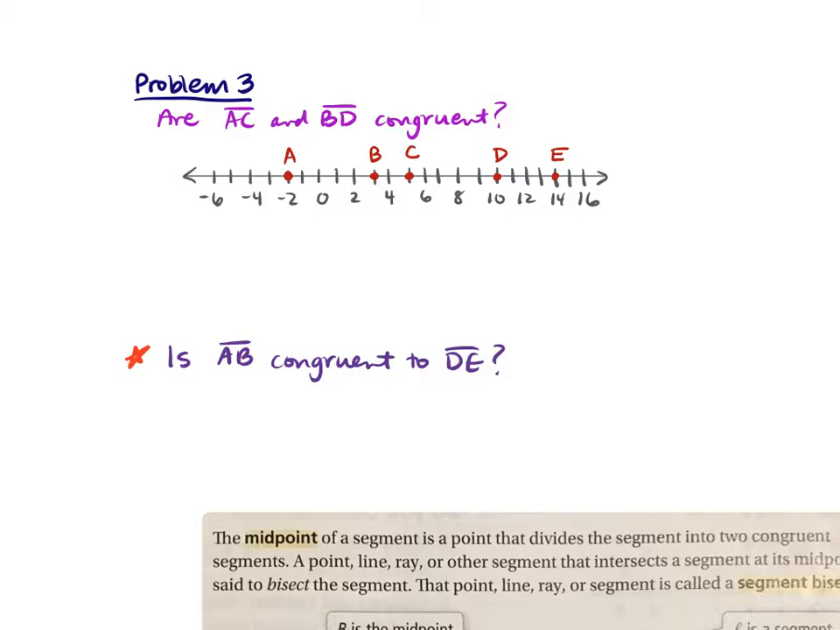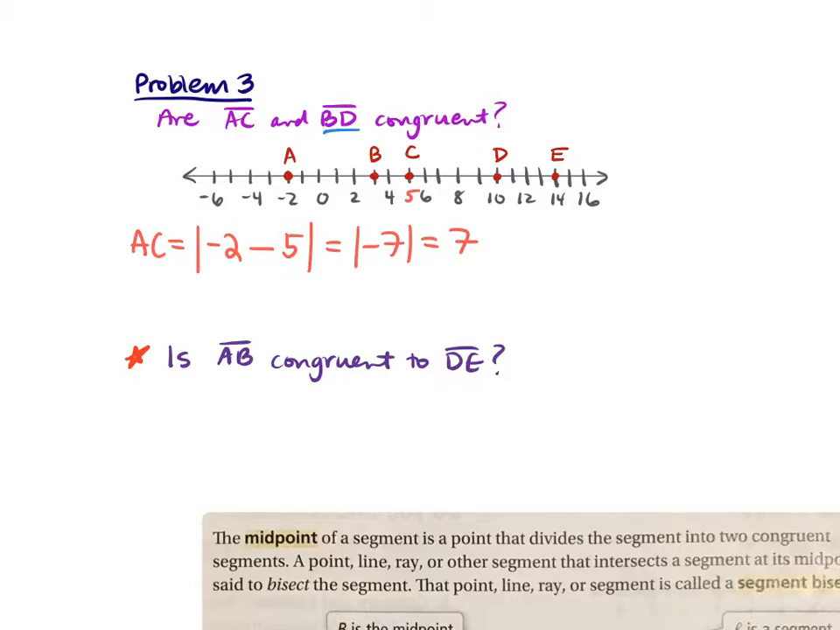So here, we need to figure out what the length of AC is. We have a formula for that. AC is equal to the absolute value of the coordinate of A, which is -2, minus the coordinate of C, which in this case is 5. -2 minus 5 is -7, so the absolute value of -7 is 7. Again, it's maybe easier on number lines to do the one that's further out to the right minus the one further to the left, then we don't have to deal with the negatives.